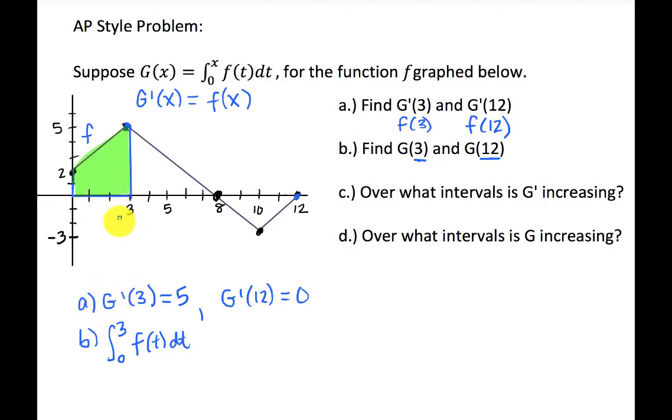So the area from 0 to 3 is this trapezoid. So recall the formula for area of a trapezoid is 1/2 base 1 plus base 2 times the height. So this area would equal 1/2 times 2 plus 5, which is 7, times the height of the trapezoid, which is technically this perpendicular piece here, which is 3. So we get 21/2 or 10.5. So that would be g of 3.